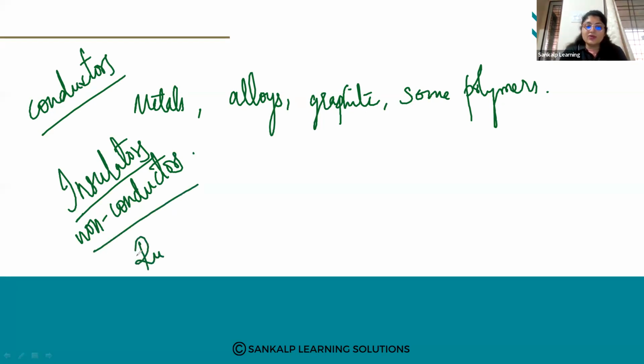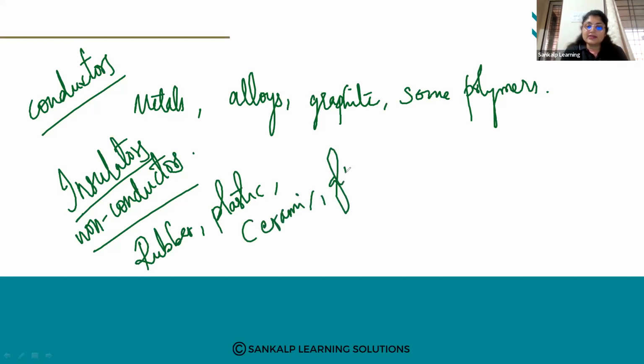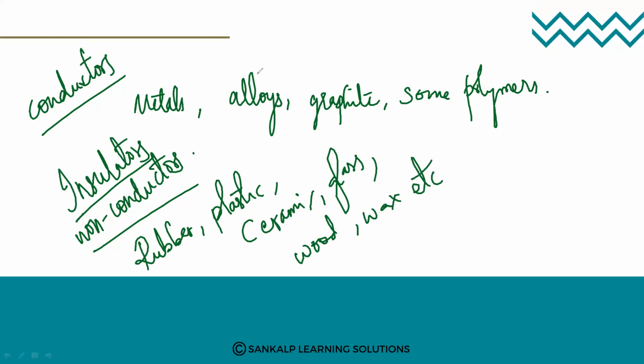For example, what is the example? Rubber, plastic. You need to remember the examples. Examples are very important. Then ceramic, glass, wood, wax, etc. So these are some of the examples of insulators. We have seen what conductors are and what insulators are. Now, what do you mean by semiconductors?